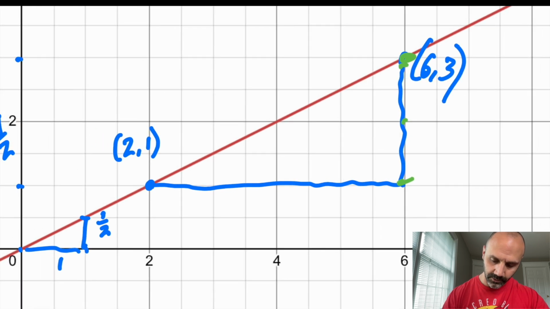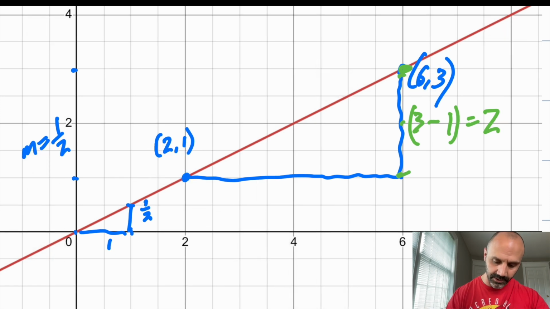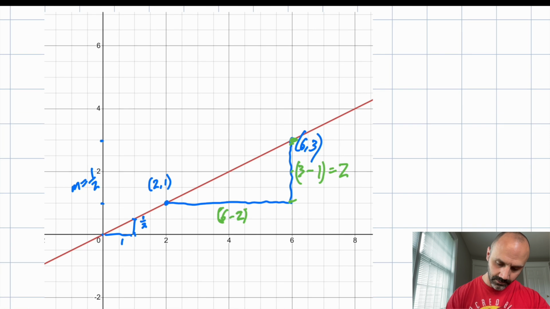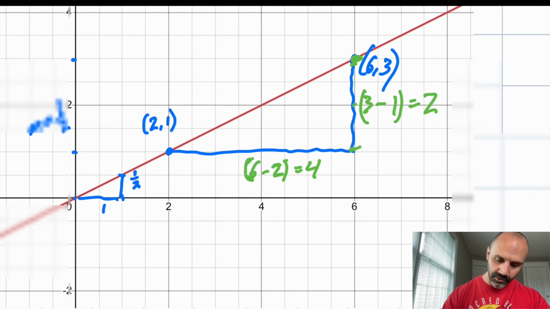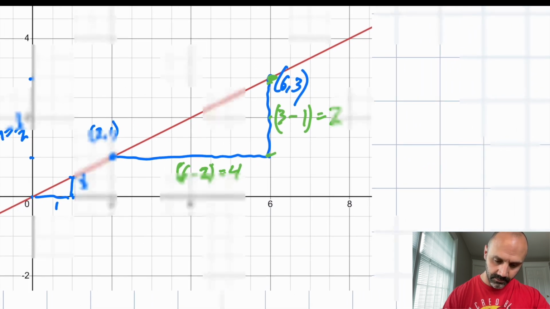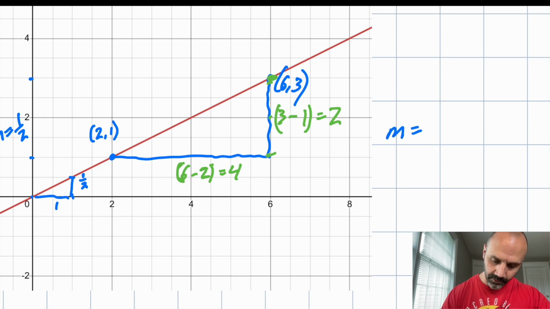So I take this vertical coordinate 3, and I subtract the other coordinate 1. 1 is the other vertical coordinate, and I get 2. And that makes sense. That's the vertical change. And then for the horizontal change, I do 6 minus 2, and 6 minus 2 will give me 4. And so then to find the slope, M is going to be the vertical change over the horizontal change, like I found before. And this is going to be 1/2.